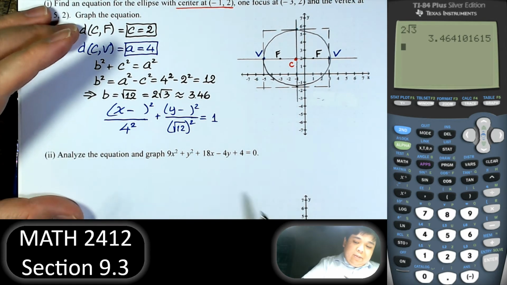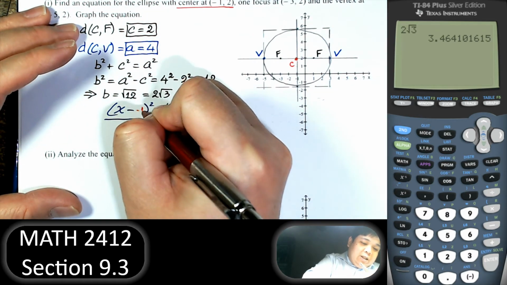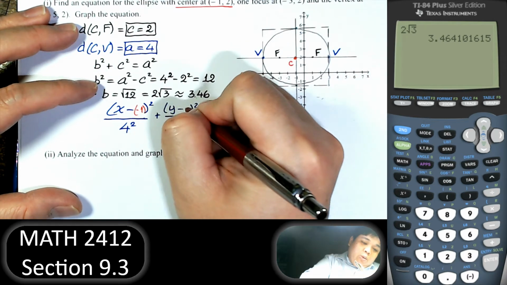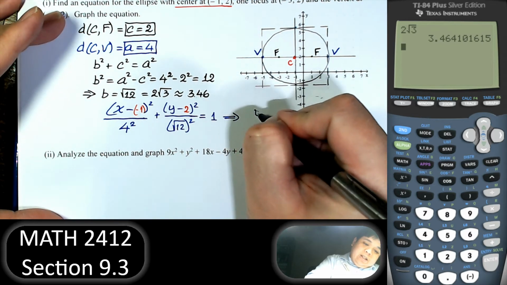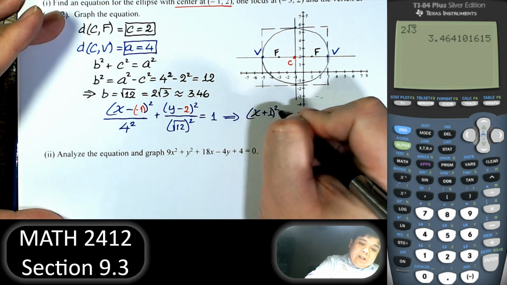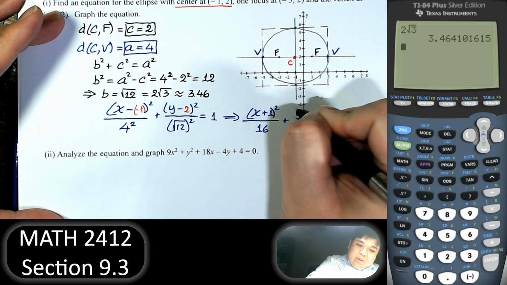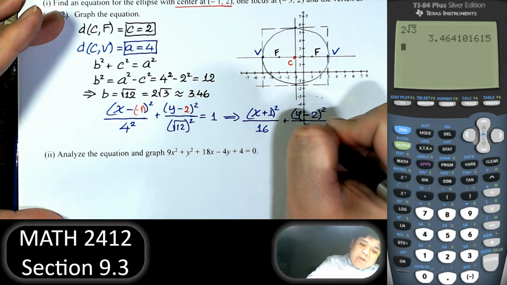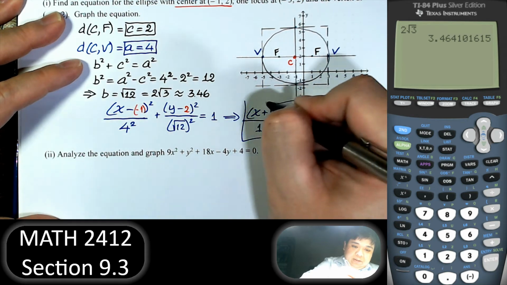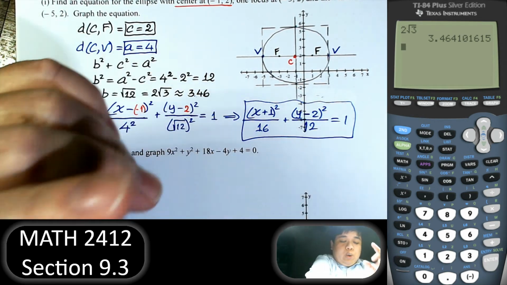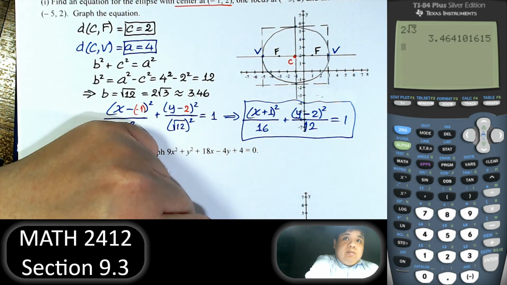Right, and then where the center is -1, we go with x, and 2 go with y, and simplify this equation. We have x plus 1 square over 16 plus y minus 2 square over 12 equal to 1. Right, so always relate between the characteristic of the conic equation and the graph.